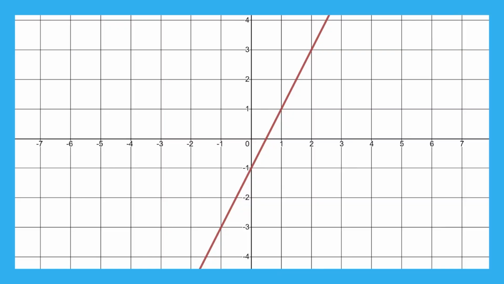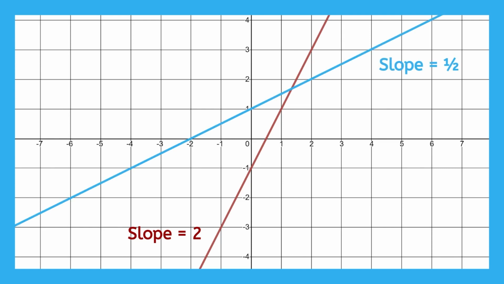Graphs are typically seen as moving from left to right, and the slope is a measure of how steeply the line is going up. For instance, this red line has a slope of 2, while the blue line only has a slope of 1/2. It's easy to see that the red line is much steeper than the blue line. Meanwhile, this green line has a slope of -1. Why is it negative? Because as we go from left to right, the line goes down instead of up.